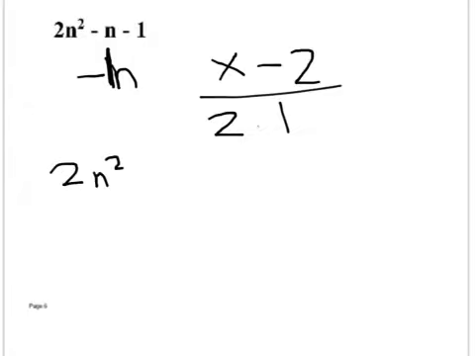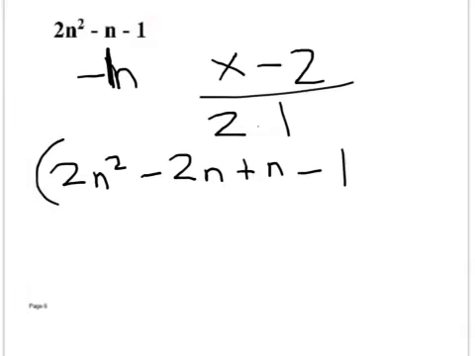How about negative 2n and positive n? Because what's negative 2n plus n? That's negative n, right? So I was trying to find what adds to give me this and what multiplies to give me this. Okay. So then we factor.